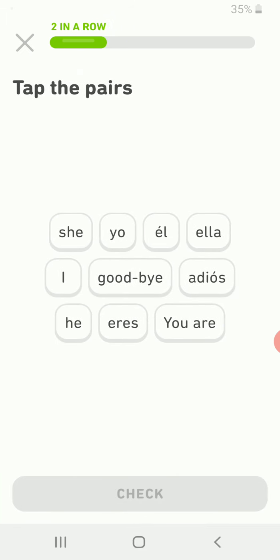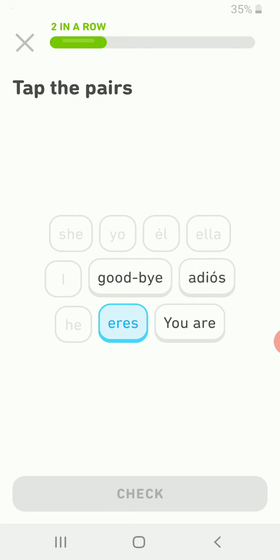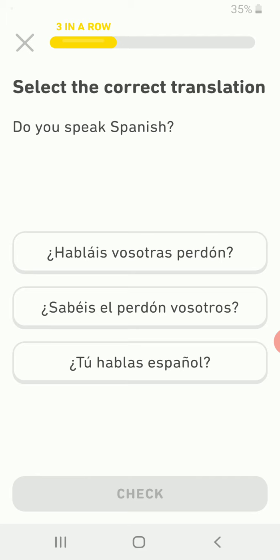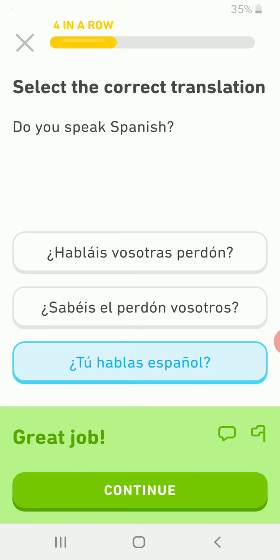And here we go. We have to pair the words. She is ella, yo, I, él, he, eres, you are, and goodbye, adiós. Very good. And select the correct translation. Do you speak Spanish? So, ¿tú hablas español?